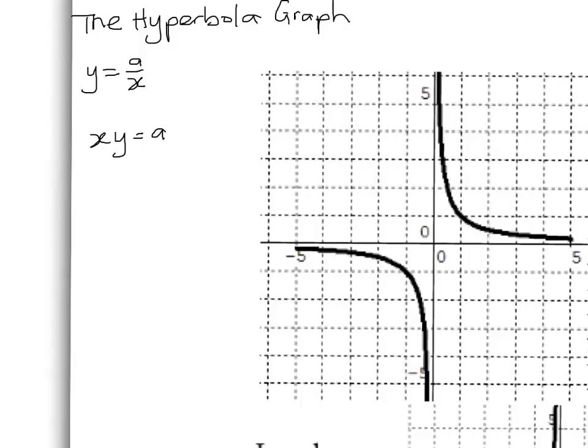In this video we're looking at the hyperbola graph, which is seen here. It's a symmetrical graph, and the basic equation for the hyperbola is y equals some constant, we'll call it a, over x. So x is at the bottom of a fraction, or we can rearrange it to x times y equals a.